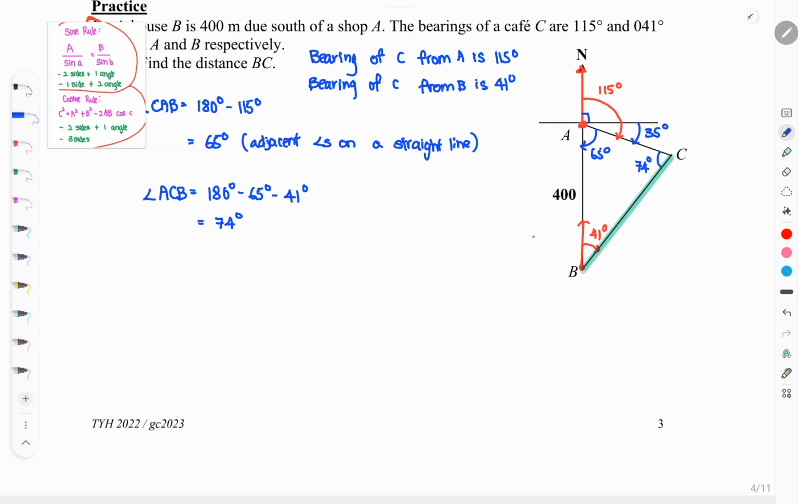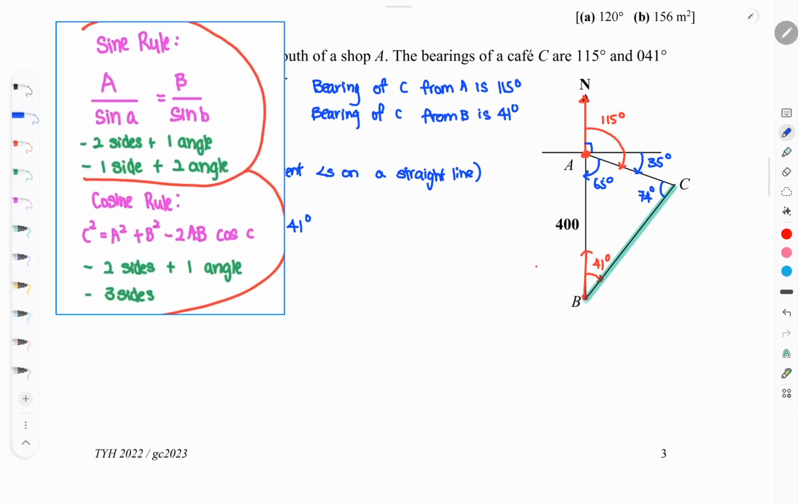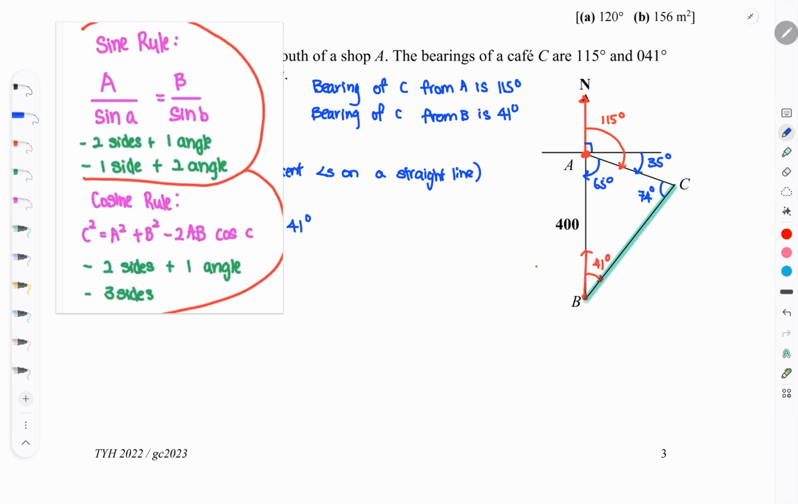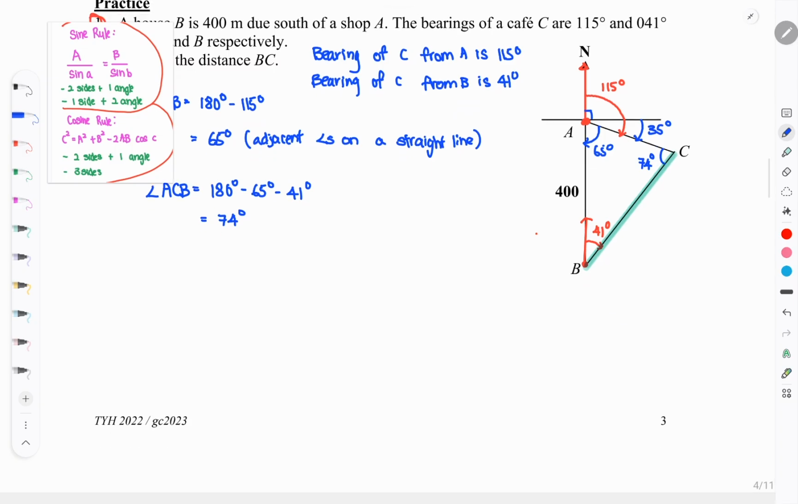If you look at the top right again, let me expand it slightly bigger. Do you see that I have 2 sides and 1 angle appearing for both? So if you get 2 sides and 1 angle, I would recommend you to use sine rule. Or at least I prefer to use sine rule because it's a lot easier than using cosine rule. Okay, back to the question.